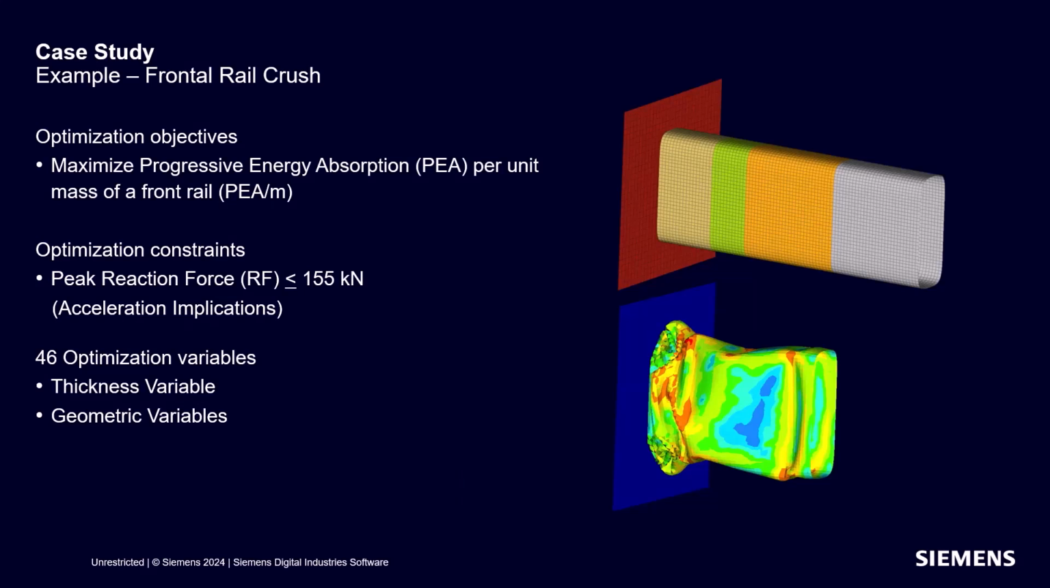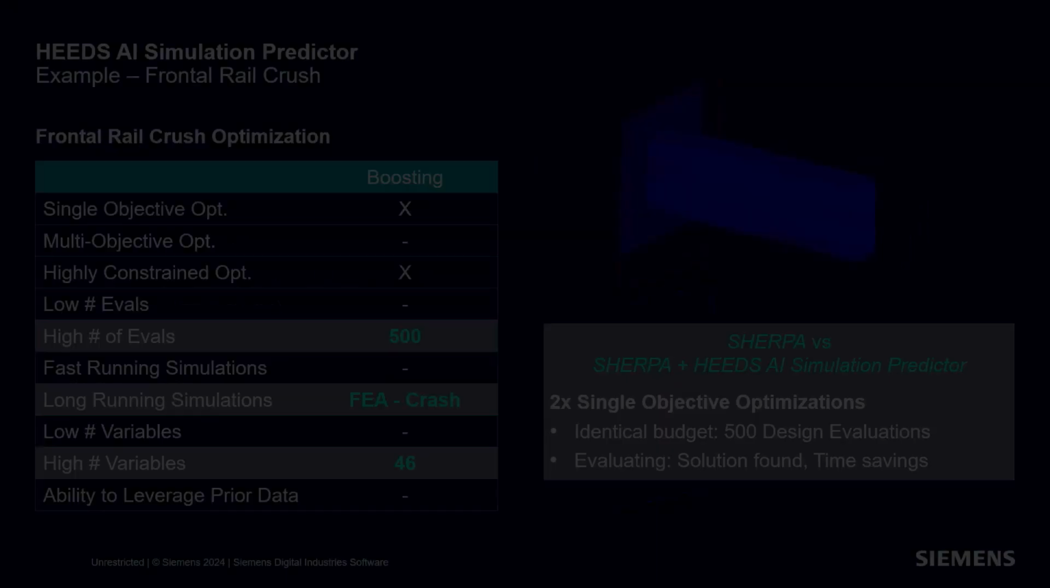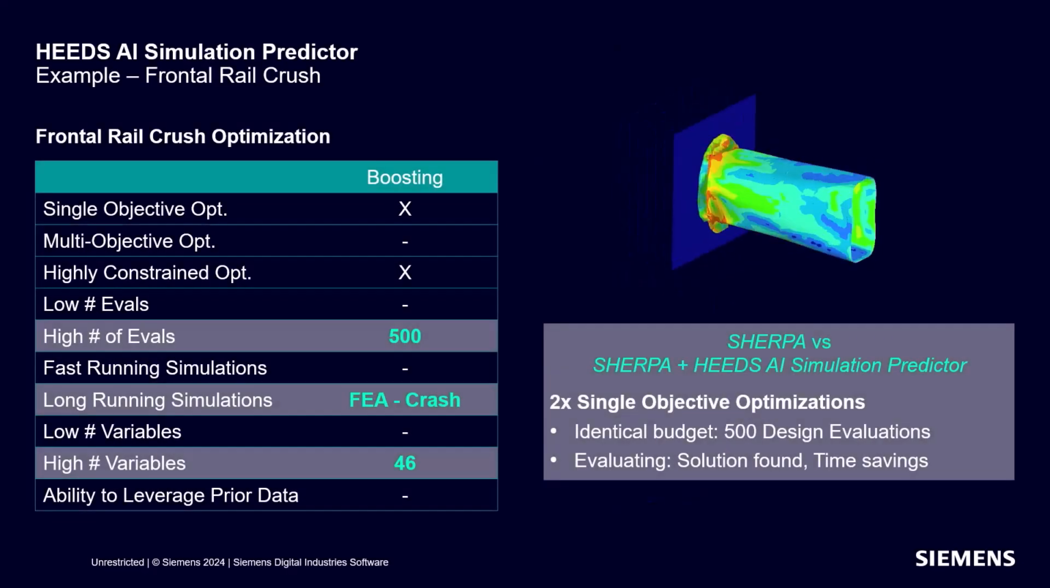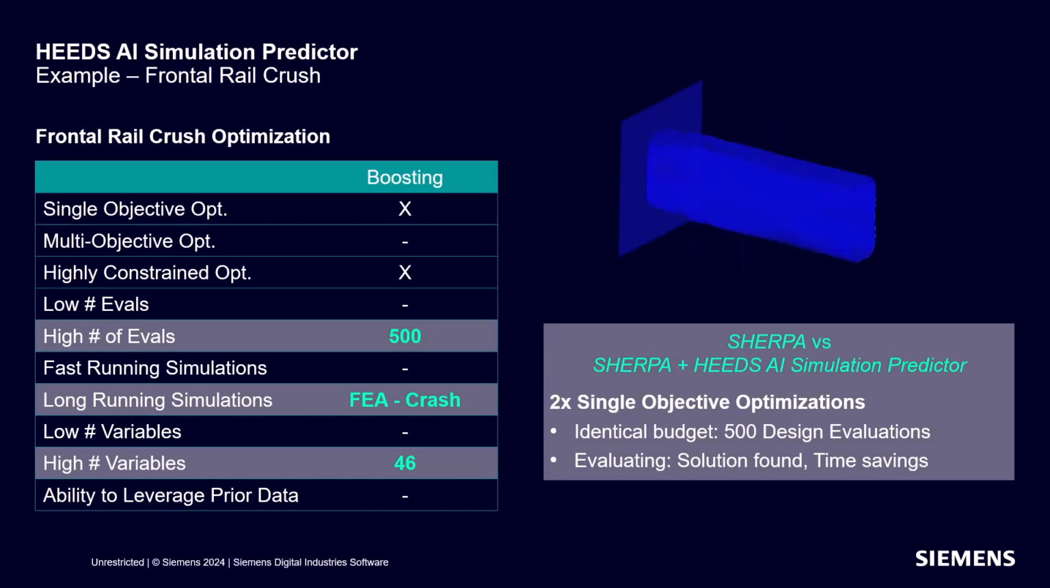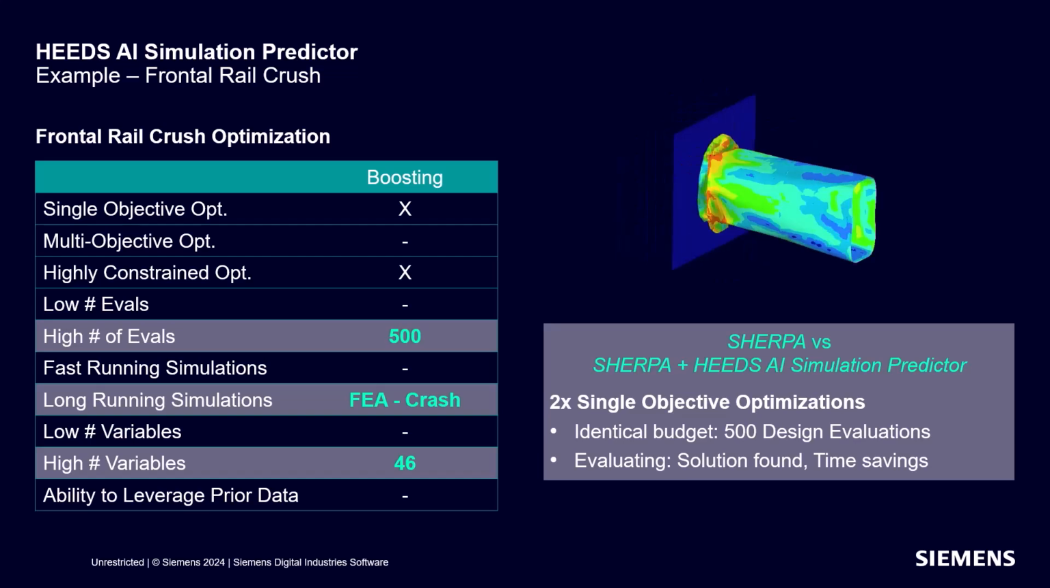Formulated into an optimization problem statement, we have a single objective to maximize the progressive energy absorption per unit mass while ensuring the peak reaction force is below a prescribed threshold. There are 45 geometric variables dictating the shape of the rail and one thickness variable. As before, due to the expensive crash simulations and the highly nonlinear design landscape, we would like to decrease turnaround time, leveraging HEEDS AI Simulation Predictor.